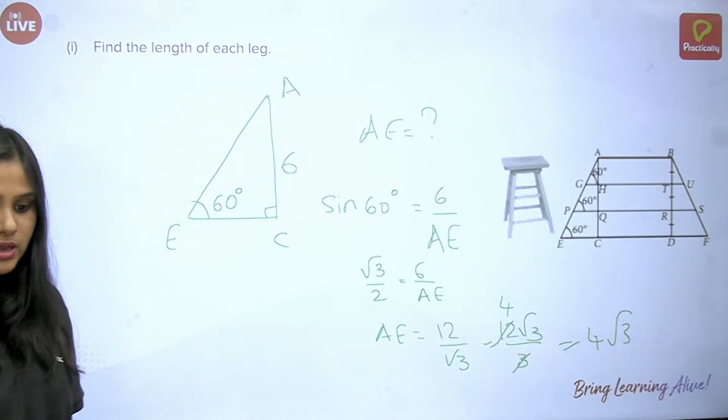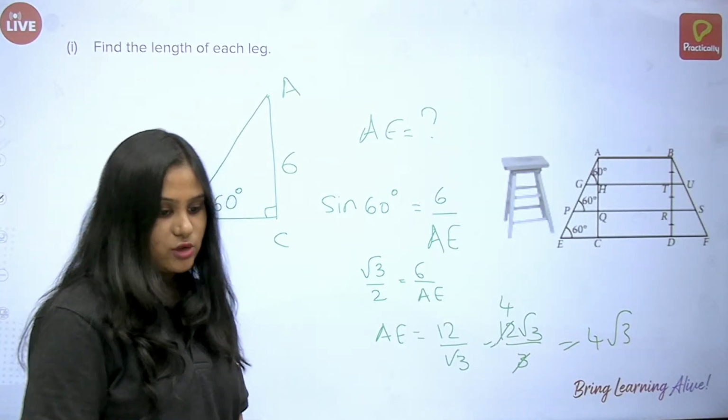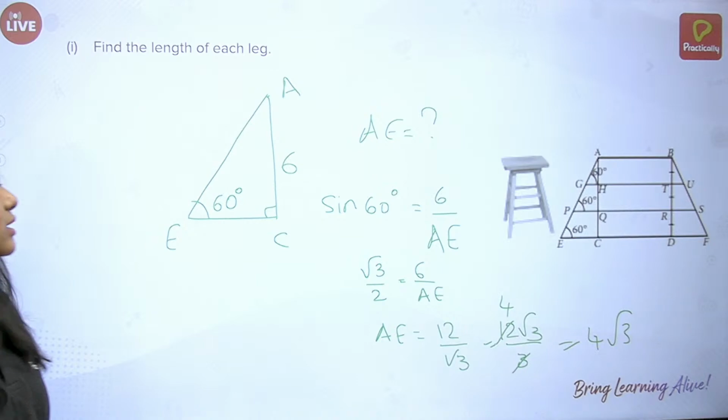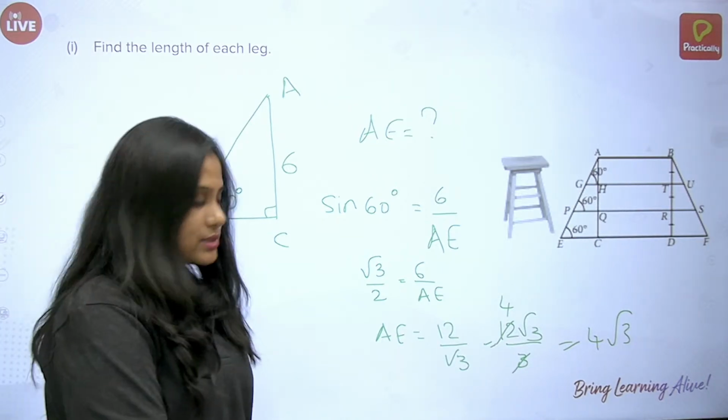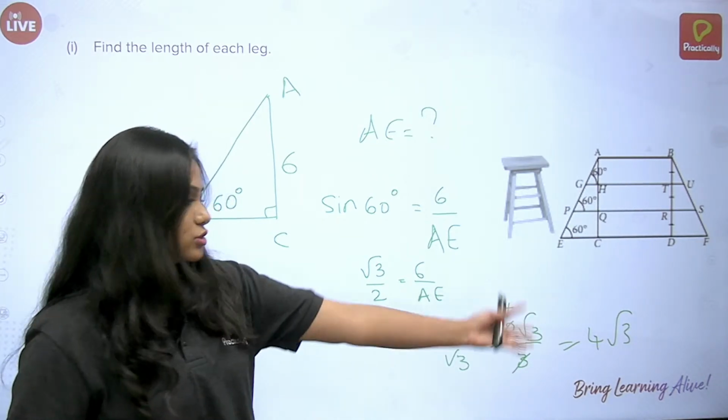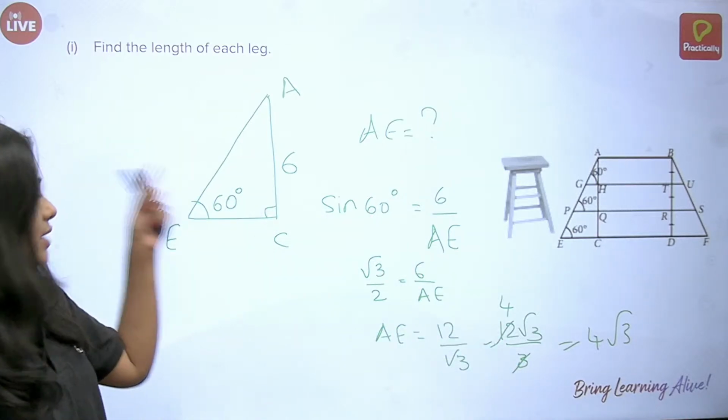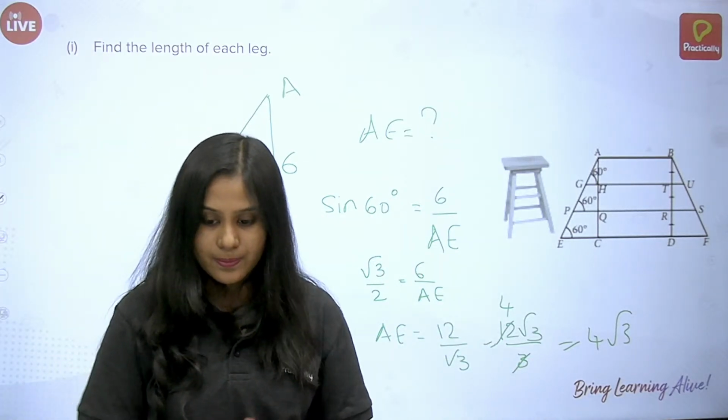Very good, Sarthak. Very good. Correct. So, come on, Sarthak. Tell me the answer. I'm waiting. Just put root 3 equals 1.73 and tell me the answer.